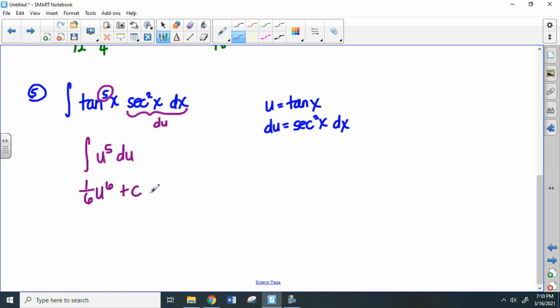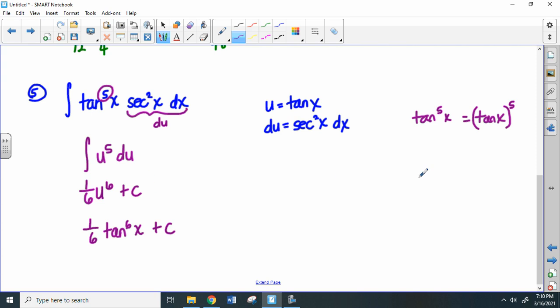And I'm going to add c, and then I'm going to go back and plug in u, which was tangent of x, but I'm going to put the 6th in the middle, because that's one way to write it. Tangent to the 5th of x is the same thing as tangent of x all to the 5th. So that's what I'm doing here.